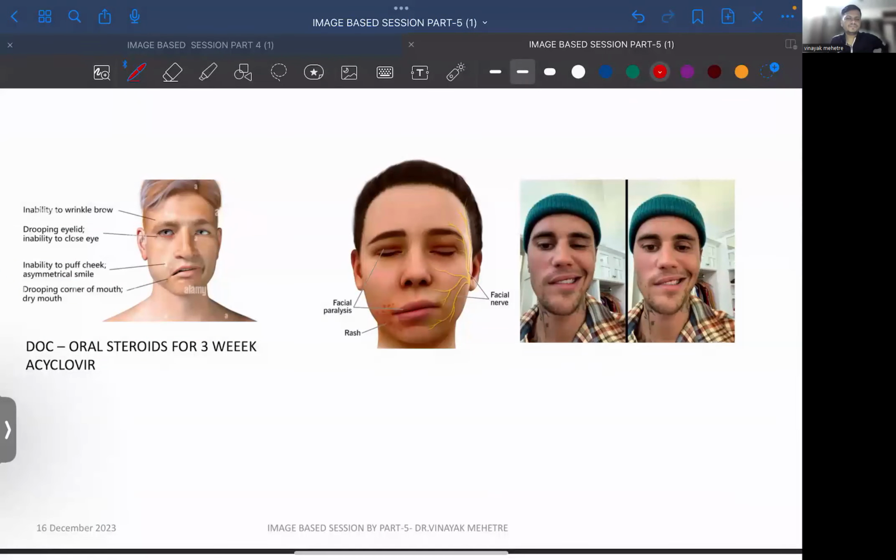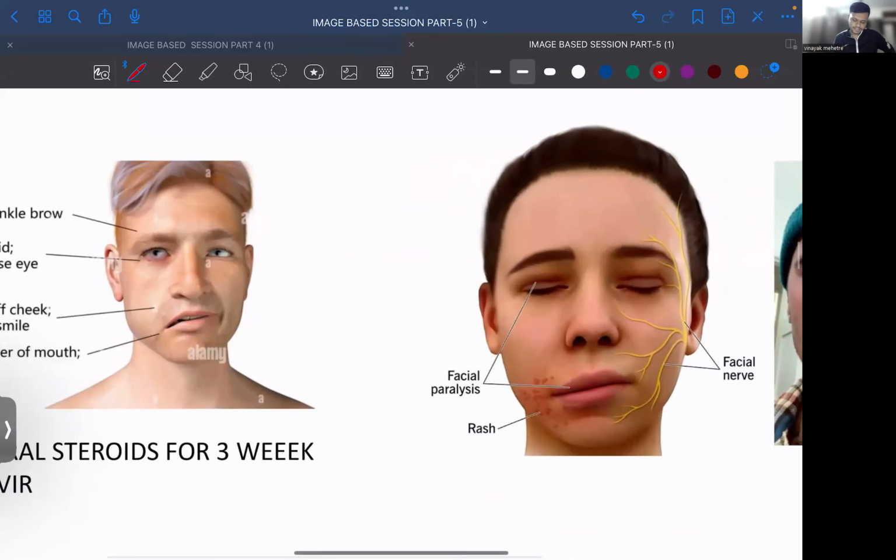Recent question. A patient presented with deviation of mouth. Which side is this? This is left side, this is right side. The patient presented with deviation of mouth toward the left side. Which palsy? The palsy will be present on the right side.